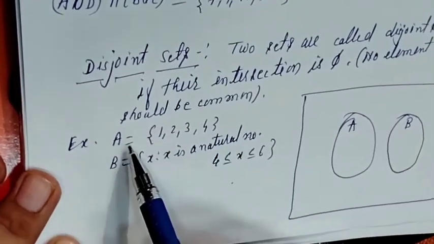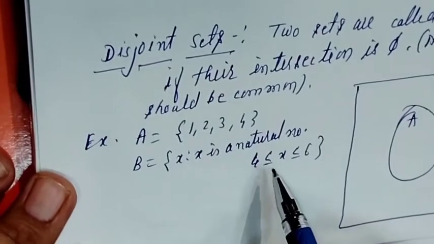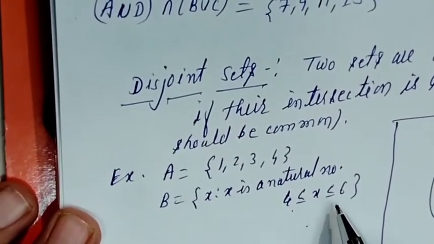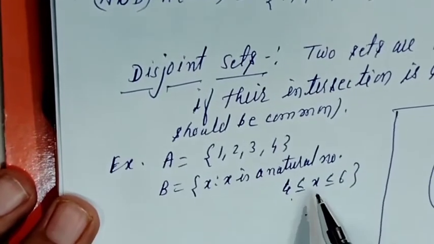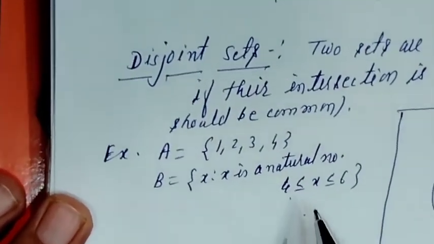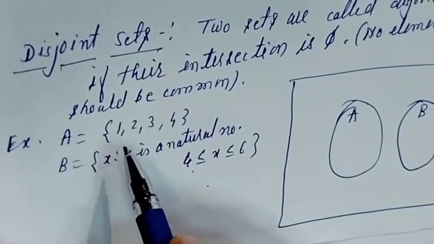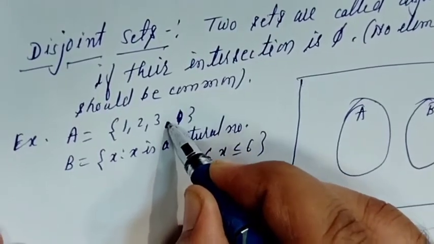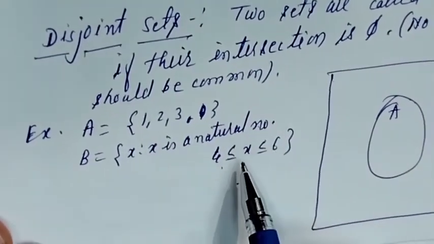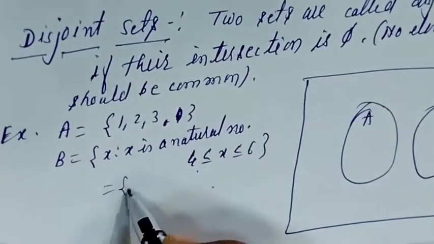For example, set A is 1, 2, 3, 4. Set B is X such that X is a natural number more than 4 but less than 6. The natural number between these two is only here. I am giving an example. Set A is 1, 2, 3. Don't take 4. And set B is X such that X is a natural number from 4 to 6, so this will be 4, 5, 6.